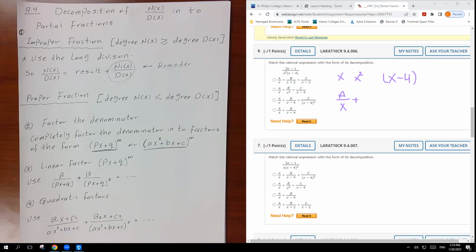because this is a quadratic, so it's going to be repeated. That means the first one over x, and the second one, it's repeated. So it's going to be A over x and B over x squared. And then we still have a linear factor here, so we're going to add C over x minus 4. That means we have to choose this one, A over x, B over x squared, and C over x minus 4. So this one is the right one.